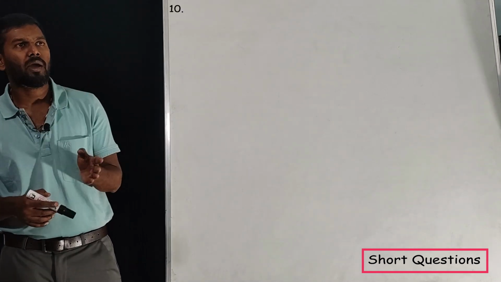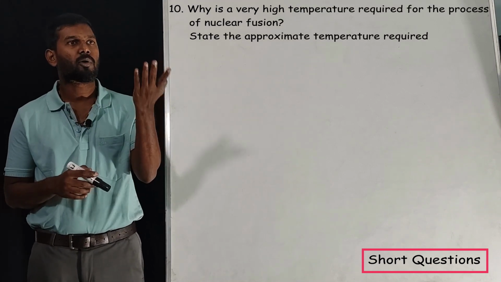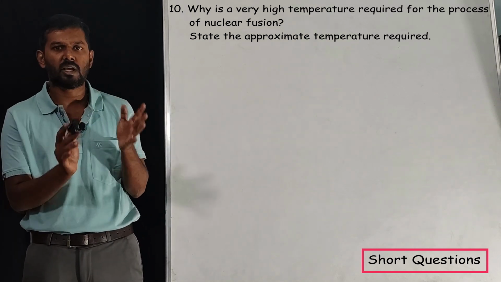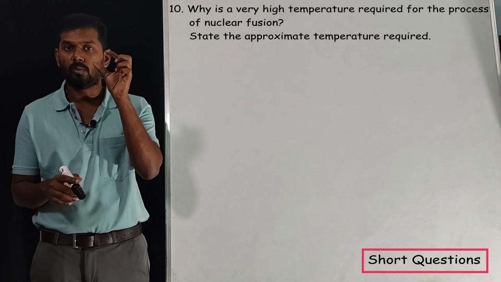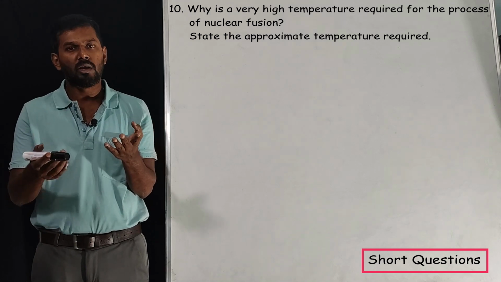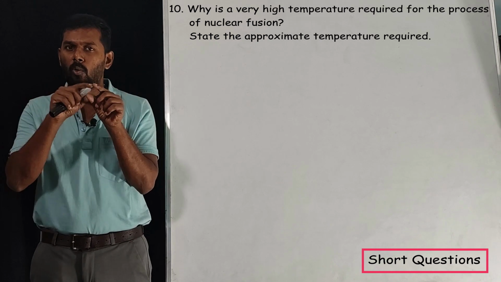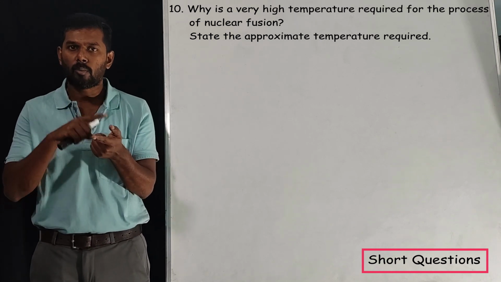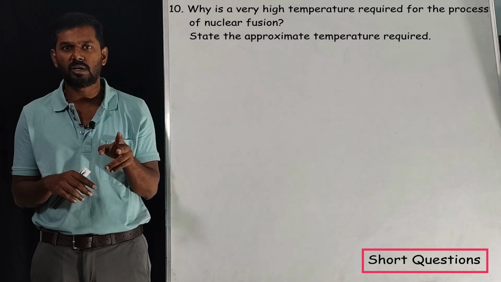Our next question: why is a very high temperature required for the process of nuclear fusion? State the approximate temperature required. Very simple question. This is what we have discussed in the concept video, and we will discuss it here also. First, to answer these kinds of questions, we need some basics. Whenever we are talking about nuclei, what do you mean by nuclei? More than one nucleus is called nuclei, correct? When two nuclei are approaching, both are made up of positive charge, correct? Because in the nucleus, what do we have? Protons and neutrons. Neutrons are uncharged, but protons are positively charged.